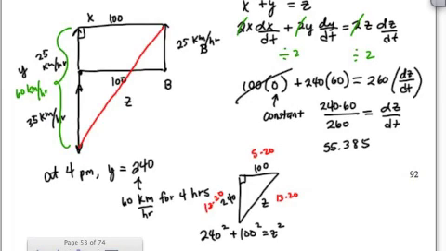55.385. And what's my units? Yeah. So remember I told you yesterday that you usually get a point for just having the correct units on problems like this. So at least do that.